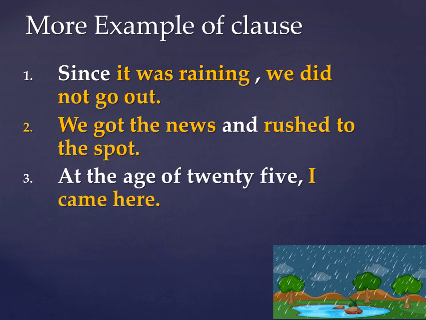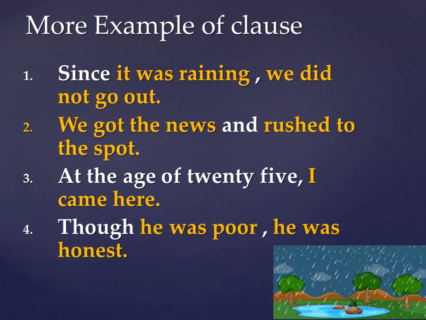Next, at the age of 25 I came here. So here look at the white part. It's a group of words, it's the part of the sentence, but it doesn't have any subject and any verb. That's why it's a phrase. And I came here, this part has subject and verb. That's why it's a clause.